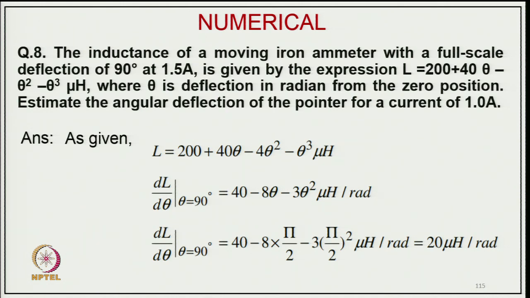Now, coming to example 8, the inductance of a moving iron ammeter with full scale deflection of 90 degree at 1.5 ampere is given by the expression L equal to 200 plus 40 theta minus 4 theta square minus theta cube microhenry, where theta is deflection in radian from zero position. Estimate the angular deflection of pointer for a current of 1 ampere. dL upon d theta will be, at theta equal to 90 degree, putting the value, 40 minus 8 theta minus 3 theta square. So, dL upon d theta at theta equal to 90 degree will be, putting the value, 20 microhenry per radian.